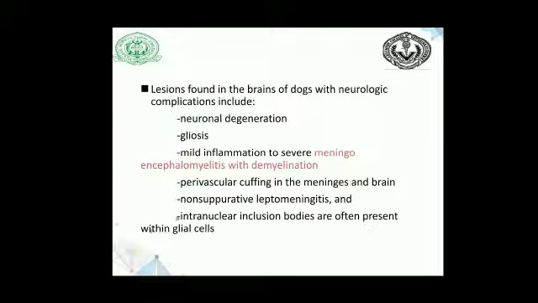Lesions found in the brains of dogs with neurologic complications include neuronal degeneration, gliosis, and mild inflammation to severe meningoencephalomyelitis with demyelination. There may be perivascular cuffing in the meninges and brain, also non-suppurative leptomeningitis. We may also see intranuclear inclusion bodies within glial cells.